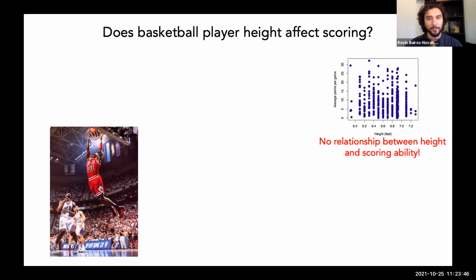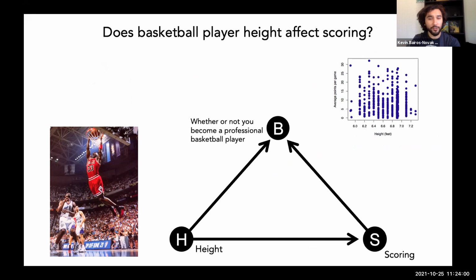Awesome. So does basketball player height affect scoring? And notice that before, we had this idea that there wasn't really a relationship between height and scoring ability. But it turns out that this can also be explained using a DAG, a causal diagram. If we did the DAG for this example, it might look something like this, where we've got height explaining scoring ability like we had before, but there's also a hidden factor that we haven't really considered, in that this is a subsample.